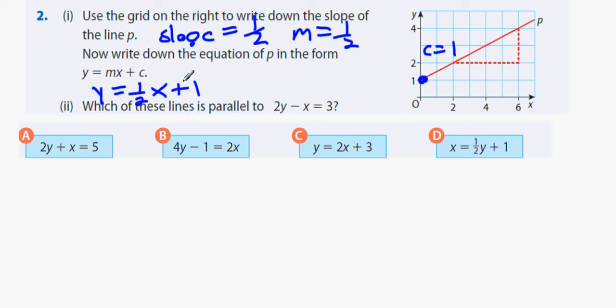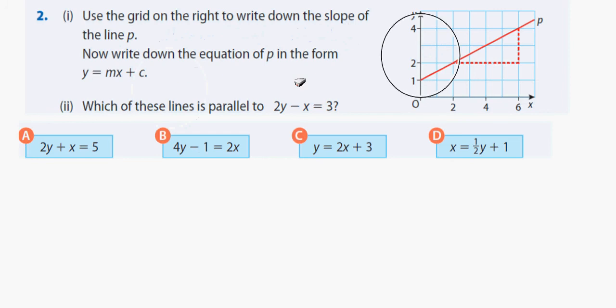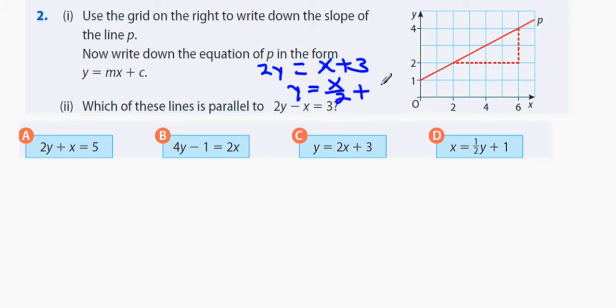Okay. Which of these lines is parallel to 2y minus x equals 3? So what we need to do with 2y minus x equals 3 is get the y on its own. So we get 2y equals x plus 3. Now what we have to do to both sides is divide by 2 to get rid of the 2. So we get y equals x over 2 plus 3 over 2.